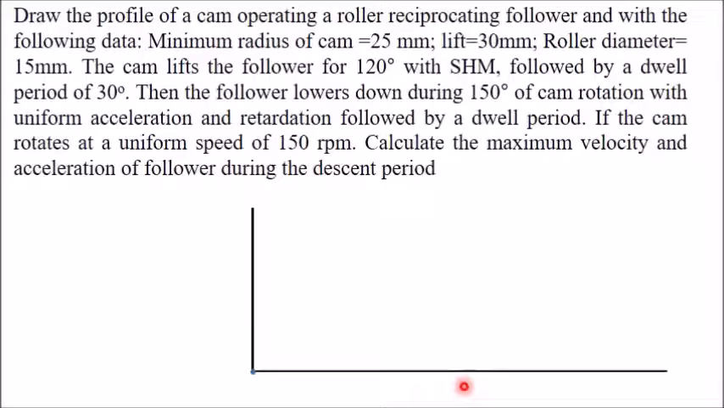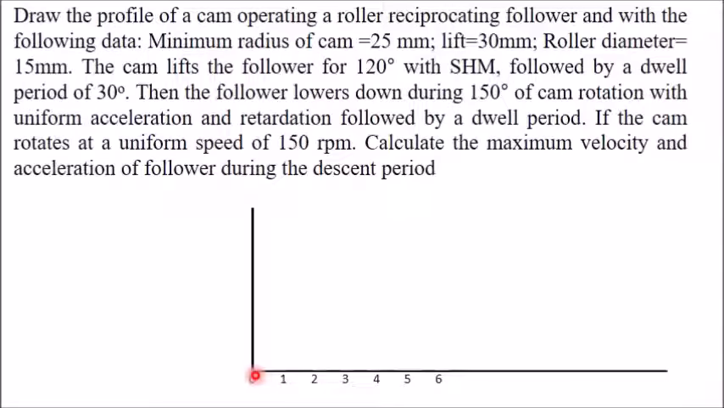Now what you have to do is divide this angle of ascent 120 degrees and this 150 degrees into some equal number of parts. So I have decided to divide this horizontal line into 6 equal parts. So 0 to 1, 1 to 2, these are equal parts. Now you can take any length for 0 to 1, 1 to 2, 2 to 3 and so on. Normally I take 5 mm to 1 cm.